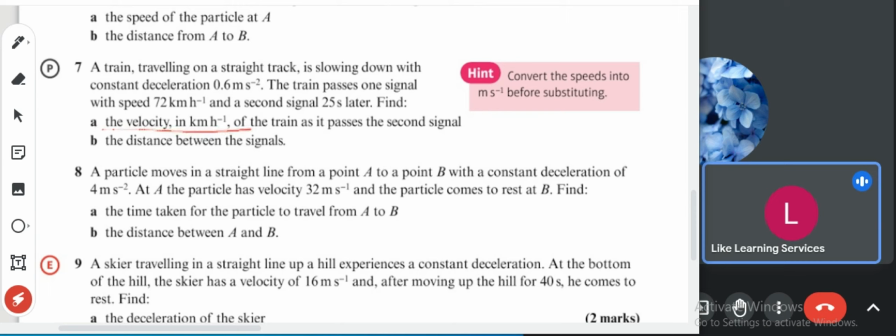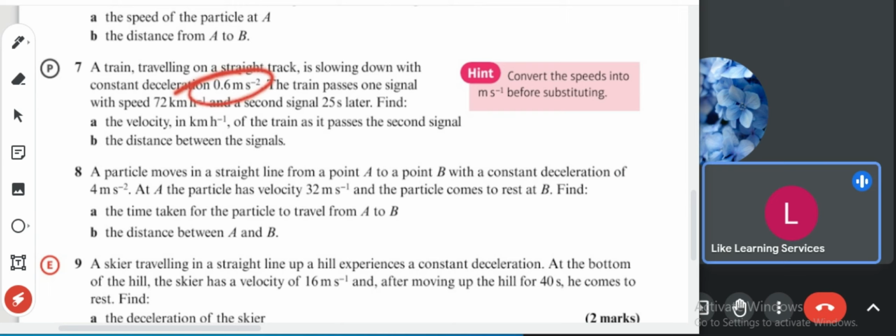So since we are asked to find the speed in kilometers per hour, you don't need to convert this. This one that is already given in kilometer per hour, you can leave it. But the time should be in hour. Do you understand? Yeah. Or you may want to convert. Okay, this is given in, the acceleration is given in meter per second.